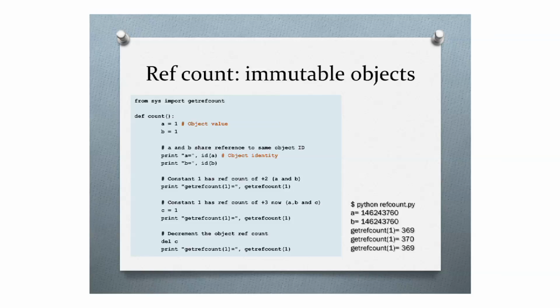Ref count of 1 is incremented every time we do an assignment. As we do the deletion, in the last but one line, deletion of object C, the ref count is decremented again. So the interesting thing is, how come the ref count of 1 is so high? How come it is 370? Any clue?